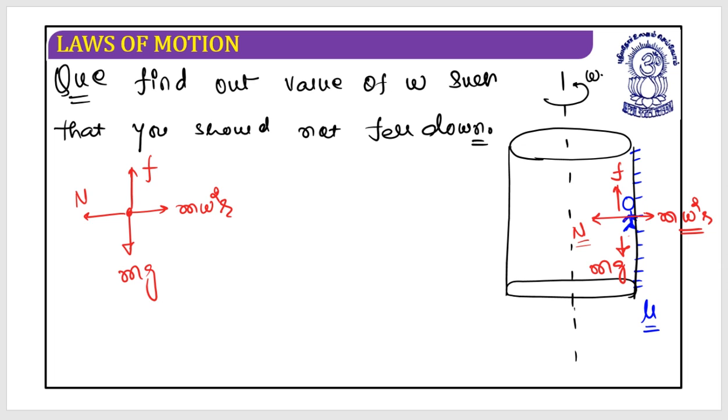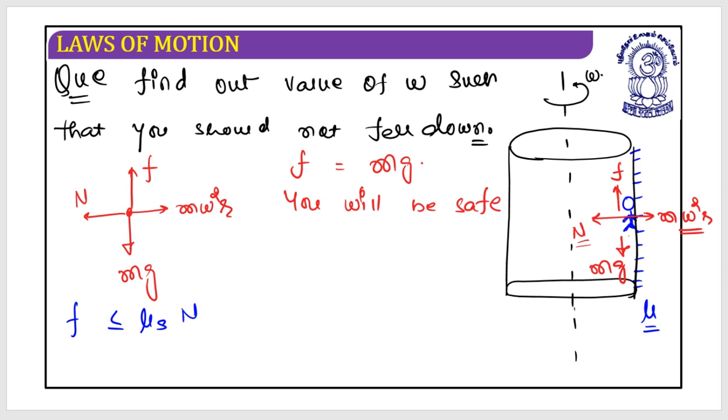So if I can manage to have F equal to mg, you will be safe. Now what is friction? F should be less than or equal to mu s into N, and N should be equal to m omega square r. So this is mu s into m omega square r.